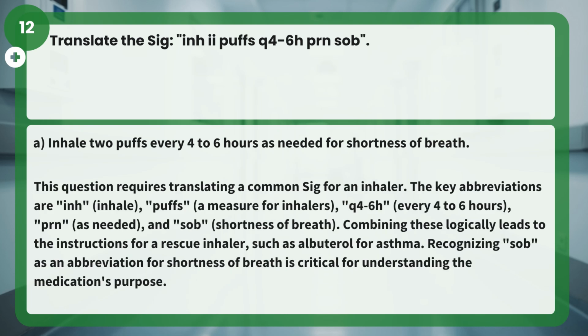Answer: A. Inhale 2 puffs every 4 to 6 hours as needed for shortness of breath. This question requires translating a common SIG for an inhaler. The key abbreviations are INH, inhale, puffs, a measure for inhalers, Q4-6H, every 4 to 6 hours, PRN, as needed, and SOB, shortness of breath. Combining these logically leads to the instructions for a rescue inhaler, such as albuterol for asthma. Recognizing SOB as an abbreviation for shortness of breath is critical for understanding the medication's purpose.